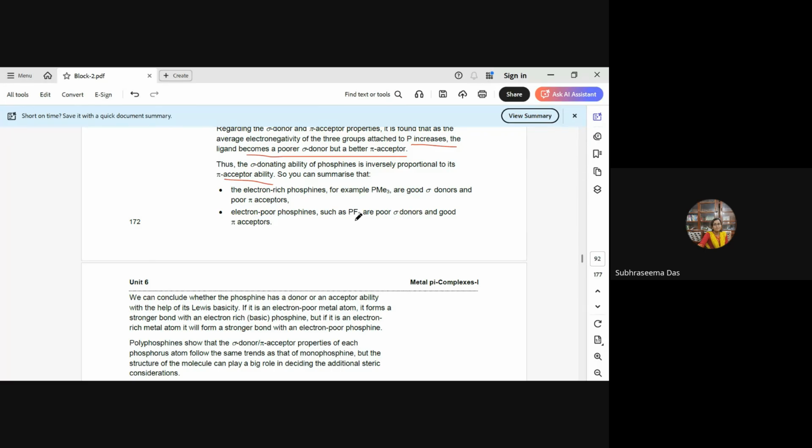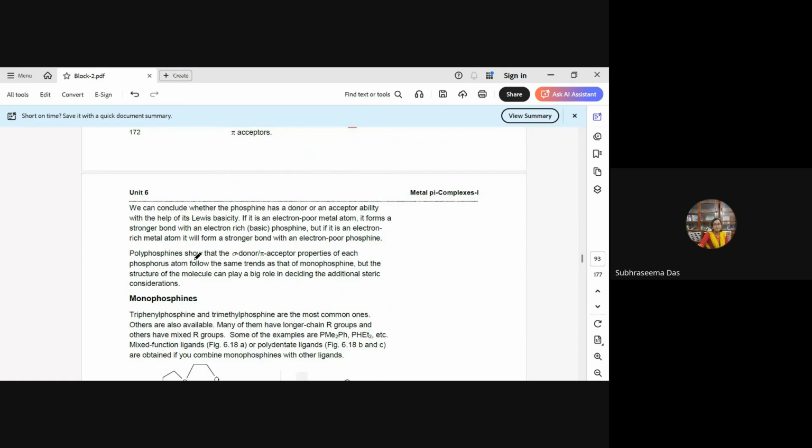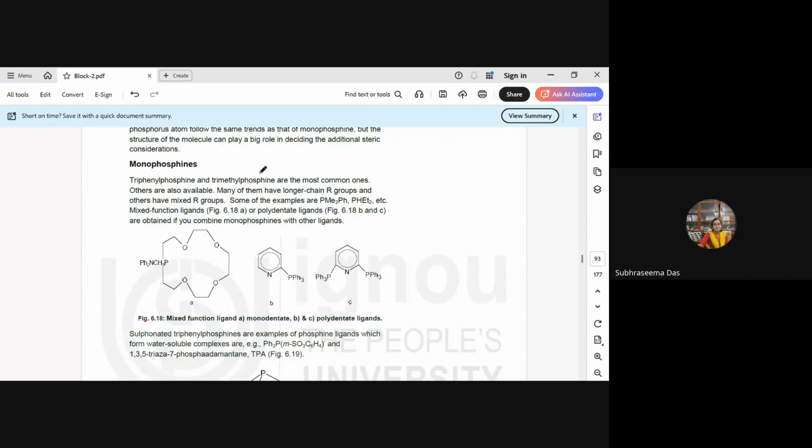So we can summarize that phosphines are electron rich in nature. They are good sigma donors and poor pi acceptors. But the electron poor phosphines like PF3 are poor sigma donors and good pi acceptors. So here we'll look into one class of phosphines, called monophosphines, that is triphenyl phosphine, trimethyl phosphine.